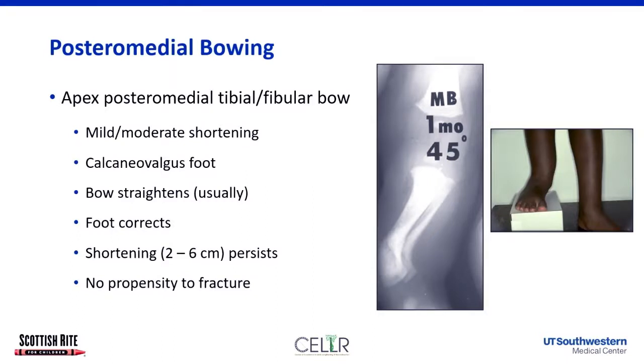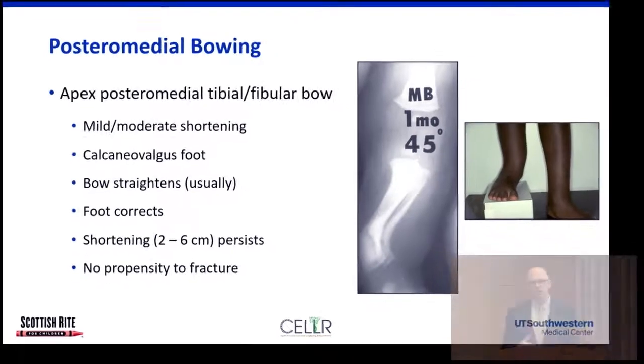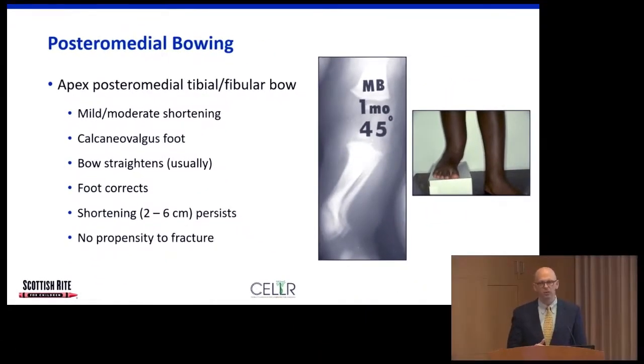Posteromedial bowing. So this is a bowing of the leg, and particularly of the tibia. So the posteromedial bow, meaning the tibia will be bowed posteriorly into the medial side. This is most commonly associated with a calcaneovalgus foot at birth, meaning that the dorsum of the foot is plastered up against the anterior tibia when they're born.